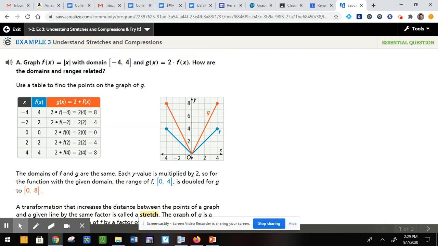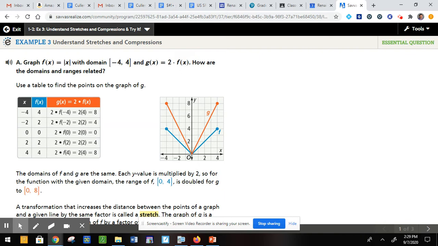So here, the f function is in blue, right? So when x is -4, y is +4, right? The absolute value of a negative is positive. When x is -2, y is 2. 0 is 0. Positive 2 is 2, right? The absolute value of a positive number doesn't change.